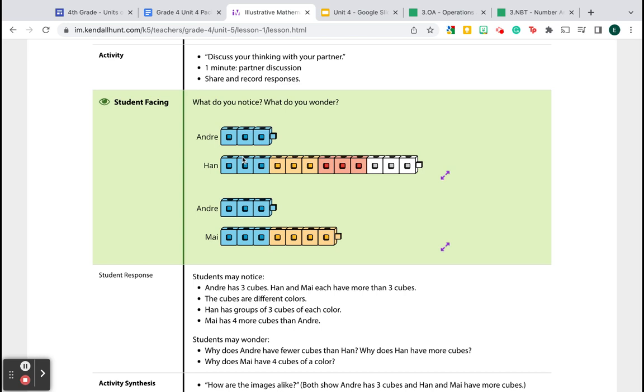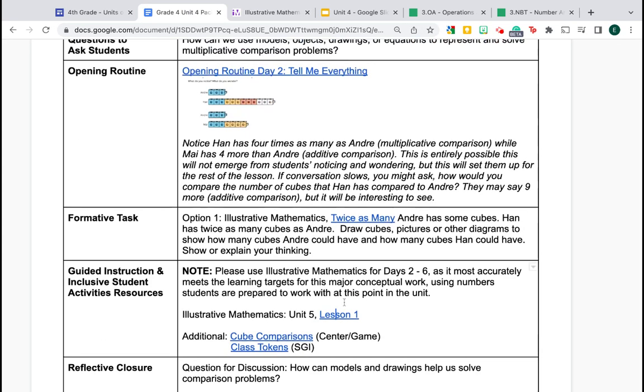You can literally see that. 1, 2, 3, 4 times as many. Down here, May has 4 more cubes. That's additive comparison as opposed to multiplicative. And I know that seems kind of silly or obvious, but for our students, that's not an obvious difference. Illustrative does a really good job exploring the difference and using these cubes as a way to understand more deeply. So, our recommendation is that for topic A, you use the illustrative lessons.